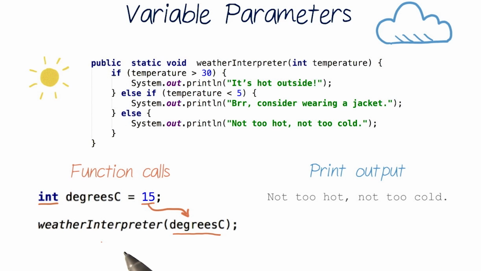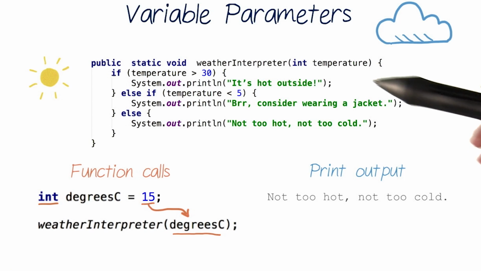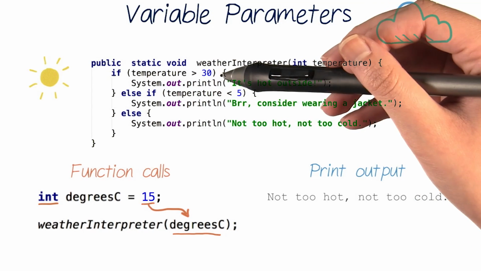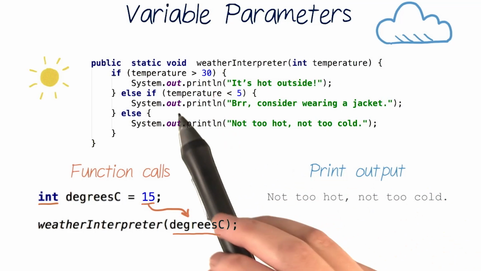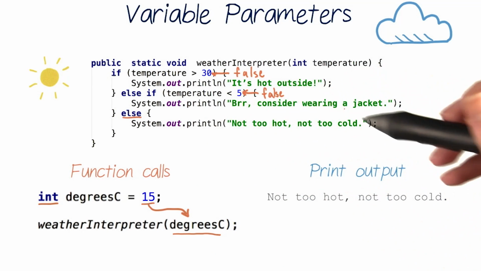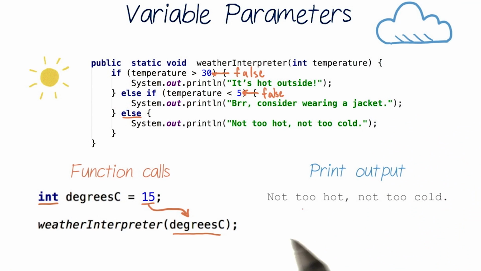And if we change the value of degreesC to say 15, and use the same weatherInterpreter call, this will prompt the code in our function definition to run. And we'll go through our if tests, this time with temperature equal to 15. For a temperature value of 15, we don't pass our first hot test because 15 is not greater than 30. We also don't pass our second test because 15 is not less than 5. We end up in our else block of code and print out "not too hot, not too cold."